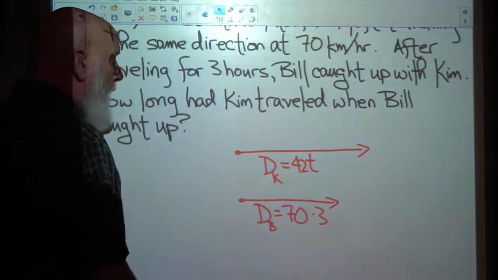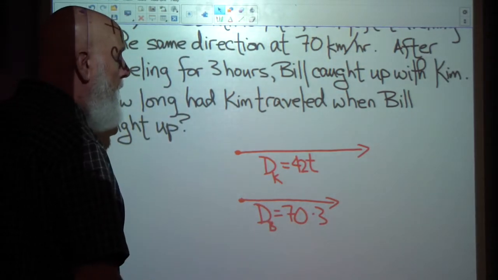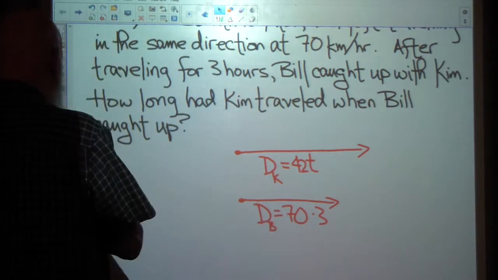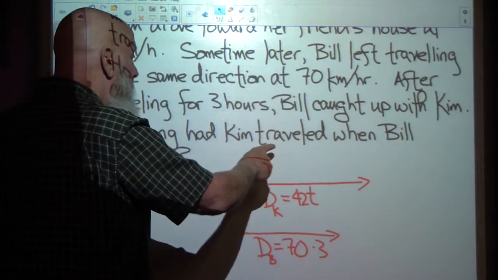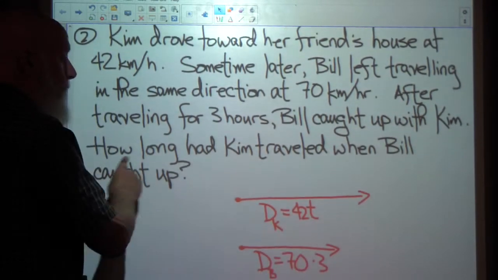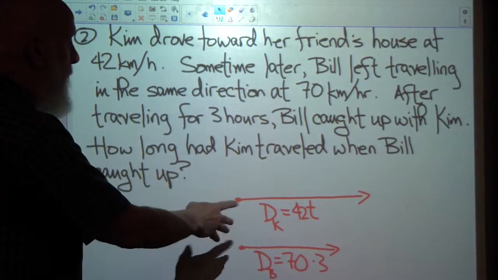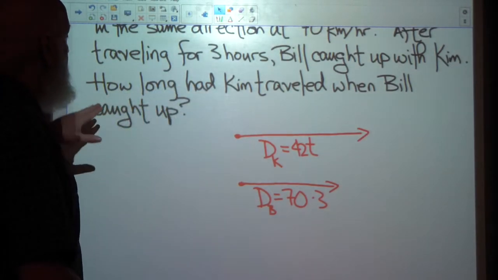So we know how far Bill went. Distance is equal to rate times time. Bill went 210 miles. Now here's what we're going to do here. We're going to take a look at this and say, how long had Kim traveled when Bill caught up? Alrighty, so I think we've got everything we need plugged into our two formulas here. How long had Kim traveled when Bill caught up?